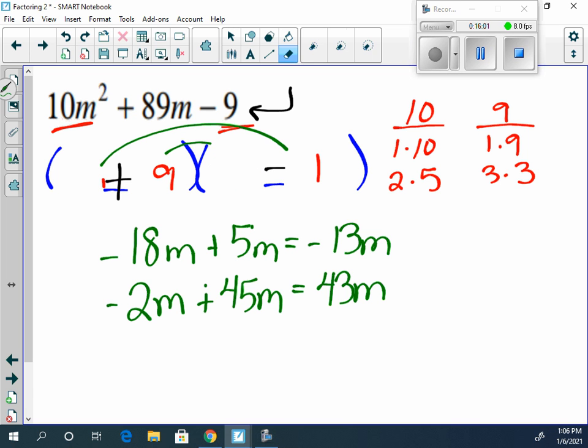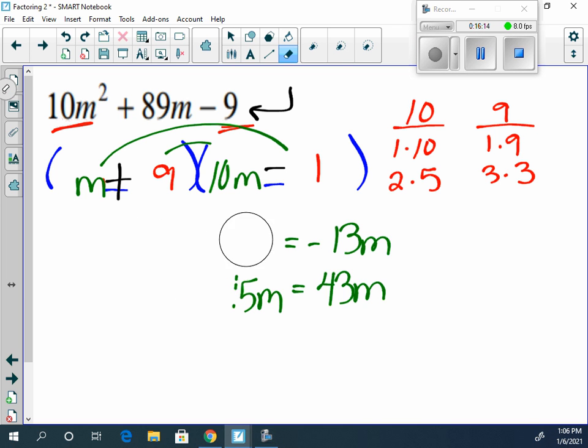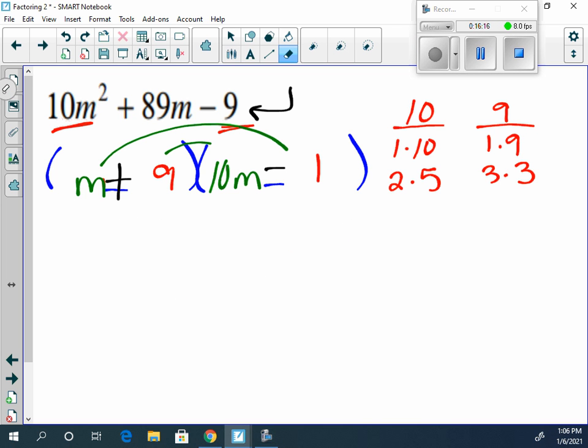Right, because we've tried every possible combination with 2 and 5, yes? So now let's try 1 and 10. m and m. Do we want to stick with 1 and 9, or do we want to try 3 and 3? Okay, let's stick with 1 and 9.